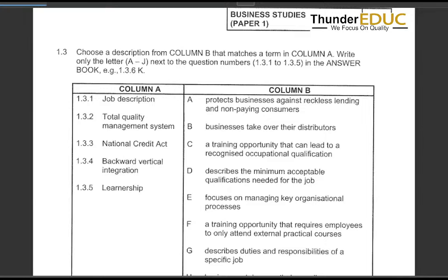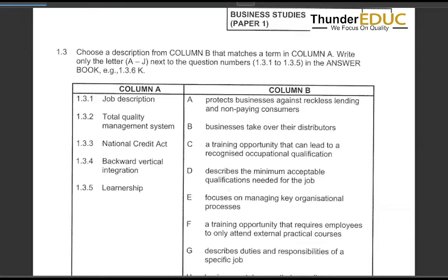So 1.3.1 to 1.3.5 in the answer book. An example is given there where we have 1.3.6 K. Now if you check, we have column A and column B. In column A, we have the concepts: 1.3.1 job description, 1.3.2 total quality management system, 1.3.3 National Credit Act, 1.3.4 backward vertical integration. And lastly, we have 1.3.5, which is learnership.